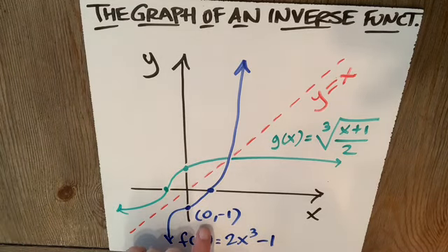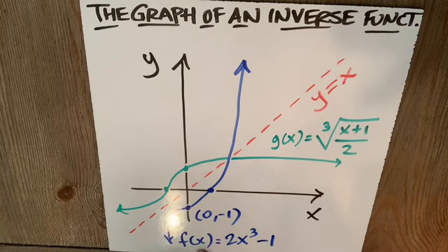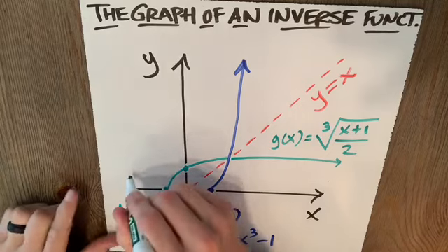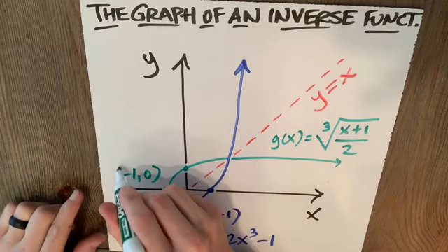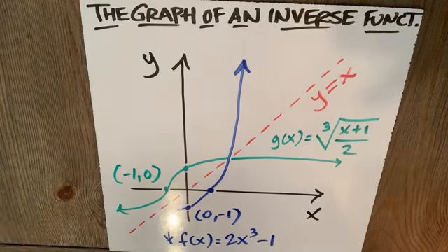Note, the point (0, -1) is on f of x. How did I find that? I just put a 0 in for x. 0 cubed times 2 is 0, minus 1 is -1. Then it's flip the points. Then (-1, 0) will be on the graph of g of x if they're inverses.